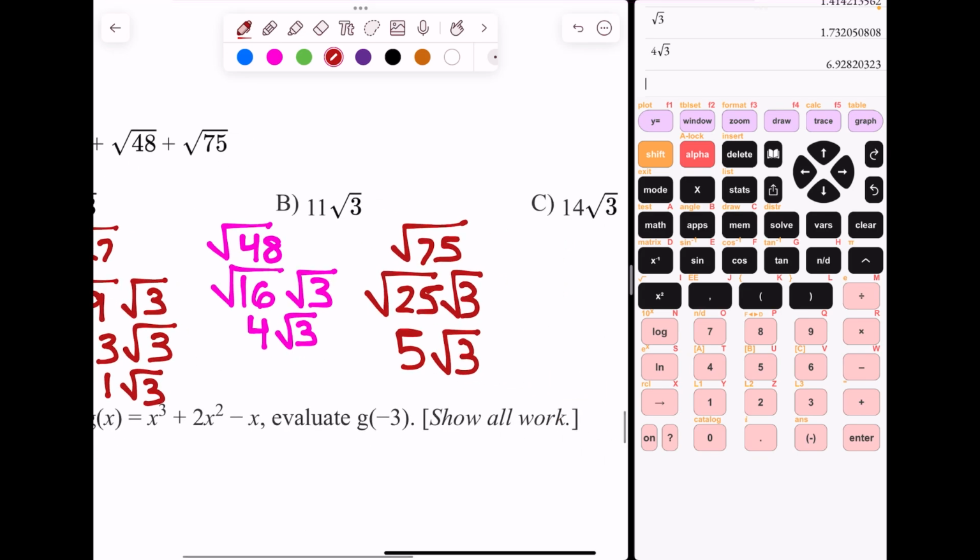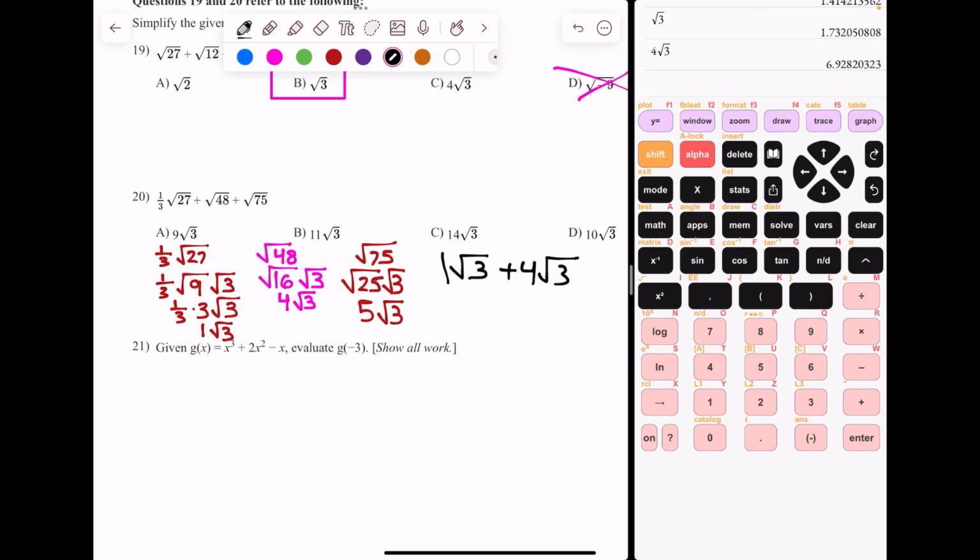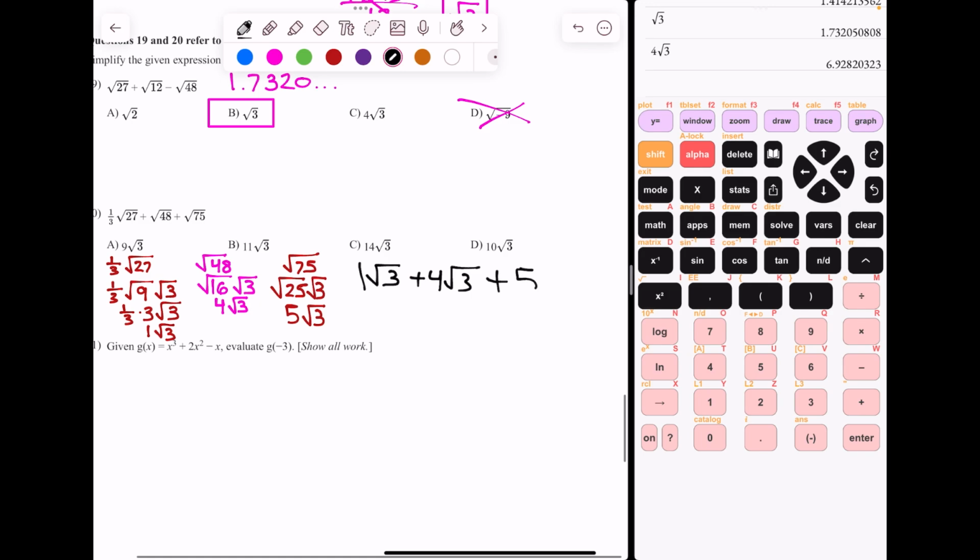And all three of these are going to get added together. Sometimes they might not all get added, so make sure you check. 1 square root of 3 plus 4 square root of 3 plus 5 square root of 3. You're going to leave square root of 3 alone, never ever change that. And then we're going to do 1 plus 4 plus 5, which equals 10. Answer choice D. Perfect.